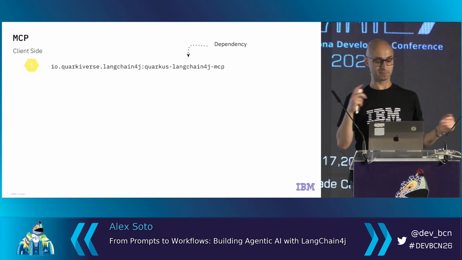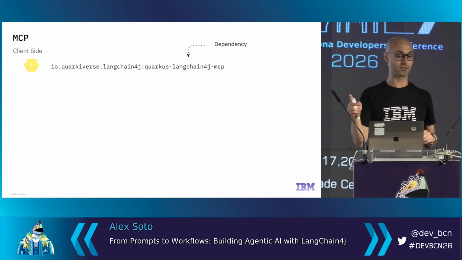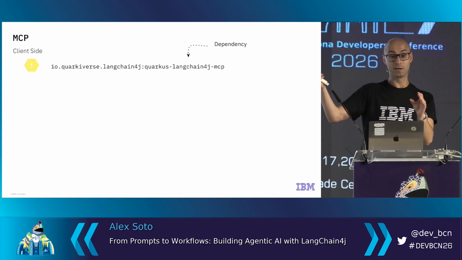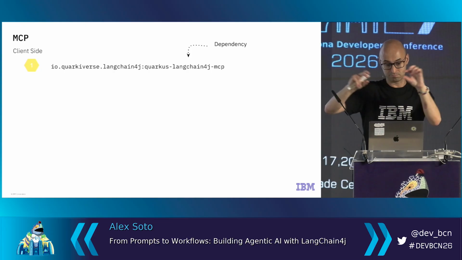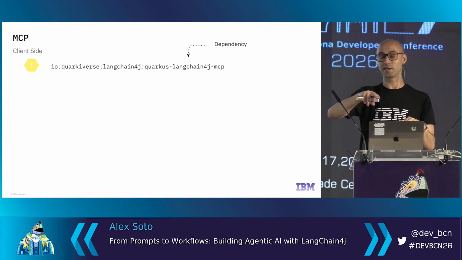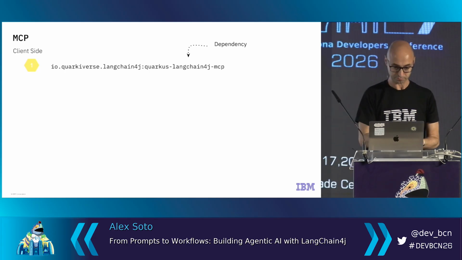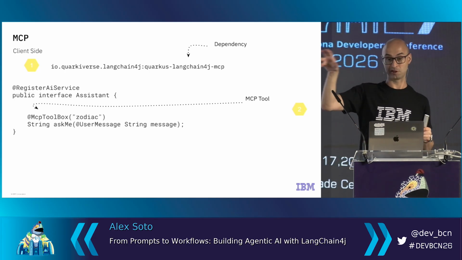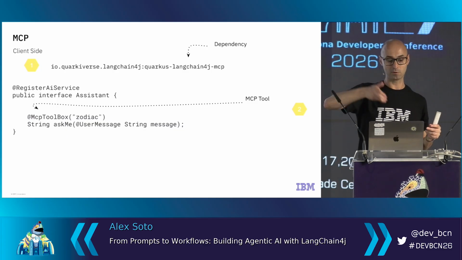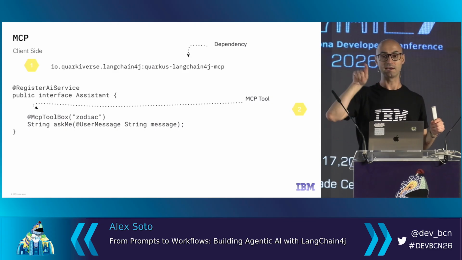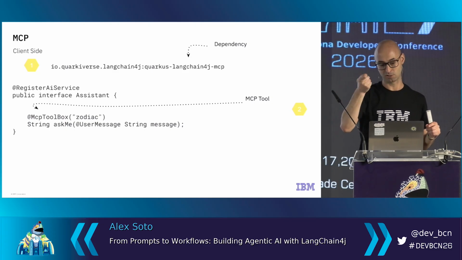On the client side, it's not that hard. Add the dependency. Again, this is the Quarkus dependency, but if you want to use vanilla LangChain4j, there is the io.langchain4j group, and it's langchain4j-mcp, and that's all. And now you use this other annotation. Say, hey, this is the AI service. Now, instead of using the toolbox annotation, remember, now I'm using the MCP toolbox with a name. The name is, in this case, zodiac.